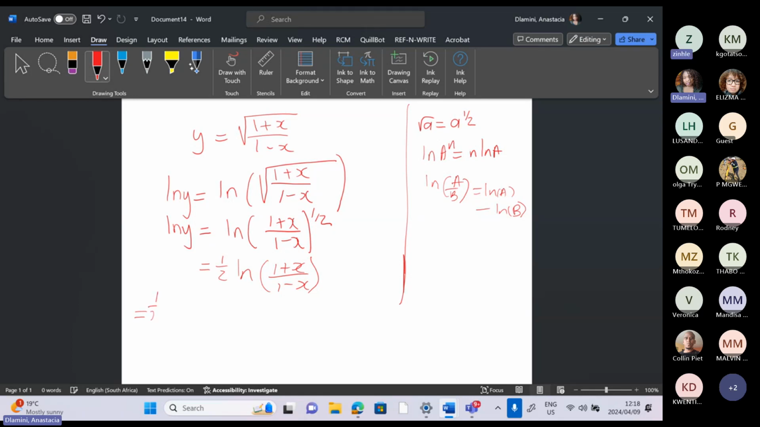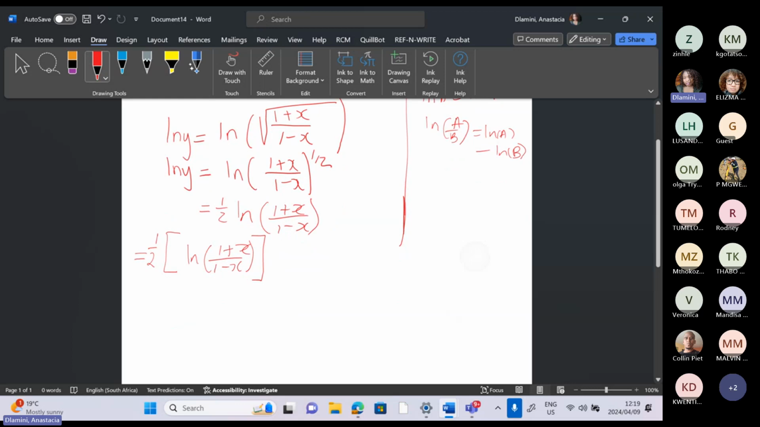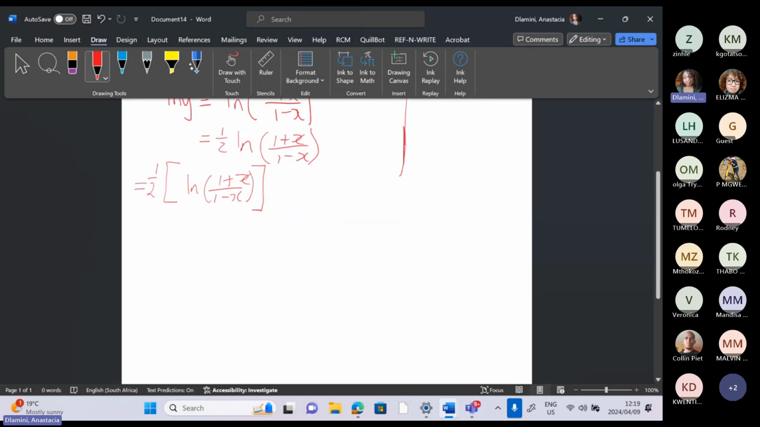You have 1 over 2 brackets ln of (1 plus x) over (1 minus x). Trust me, it might look like it's not hard, but people forget during the exams. Maybe it's the pressure, or maybe it's the time, the anxiety, I don't know. So then this is 1 over 2 open brackets. People forget to open the brackets and multiply everything by this half. So this is ln of (1 plus x) minus ln of (1 minus x).